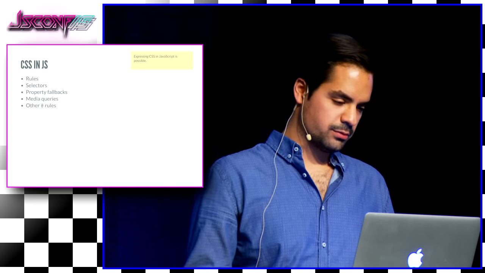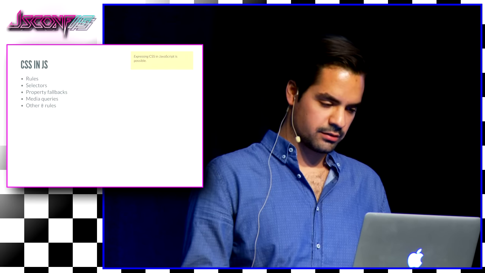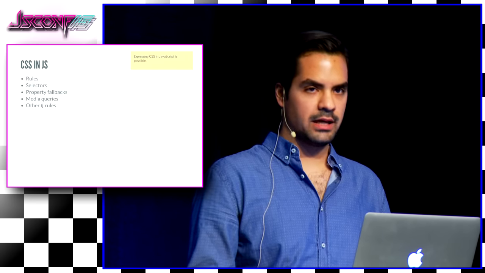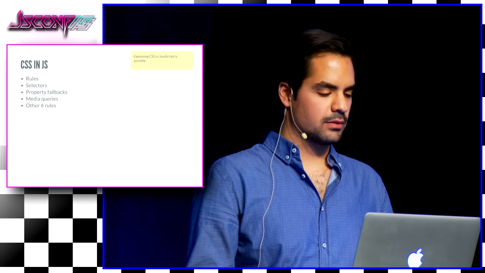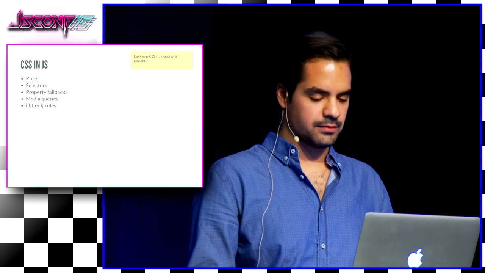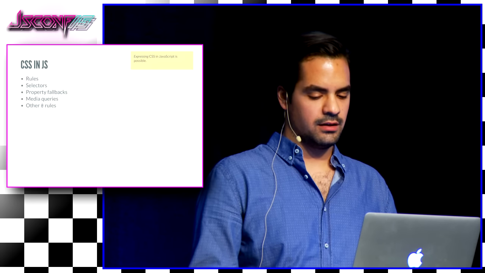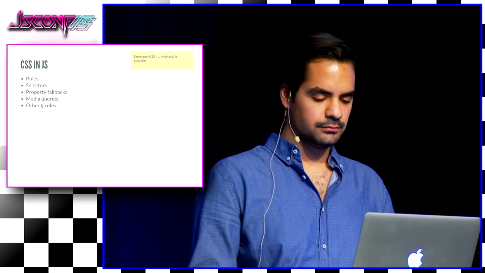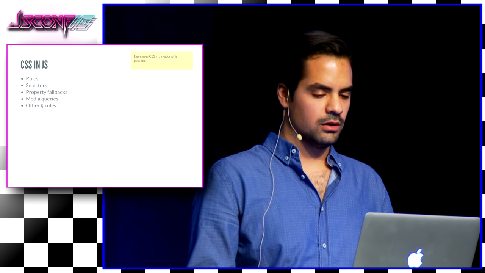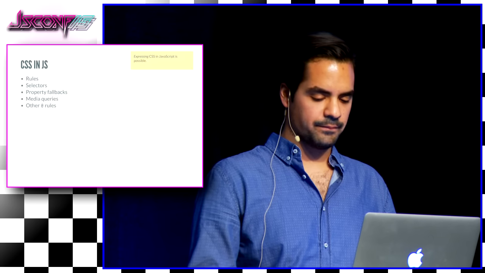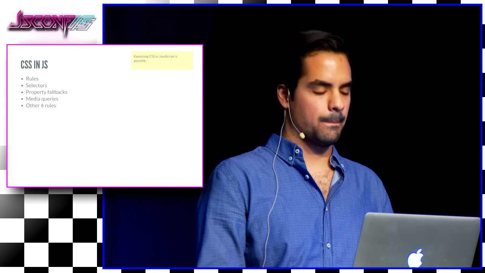So we've got rules with selectors, with pseudo selectors, child selectors, any kind of selector really. We've got property fallbacks, media queries, @rules. That's pretty much all of CSS. So I think it's safe to say we can express CSS using JavaScript. And it's pretty simple too. All we're using are literal expressions. This is essentially JSON.